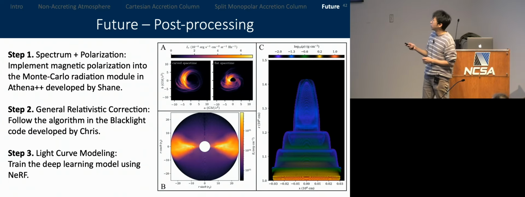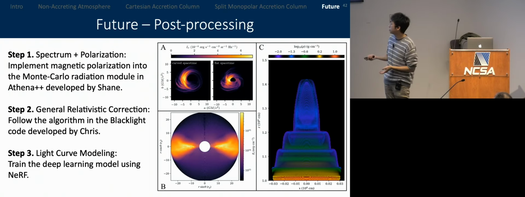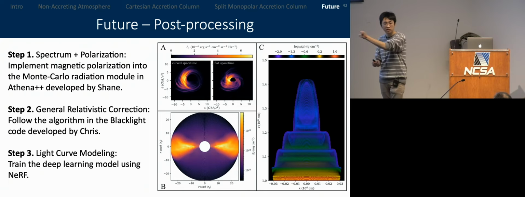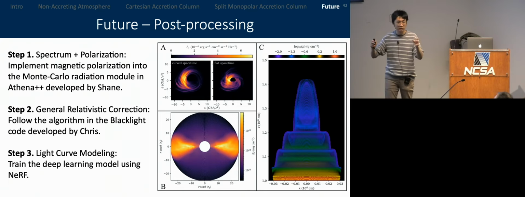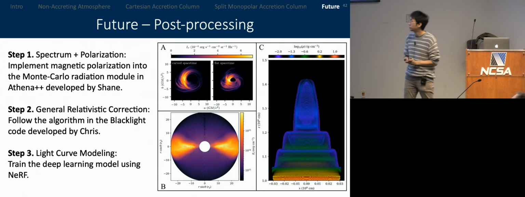And the other thing we want to do is GR ray tracing. All of these algorithms are there. I just need to modify them with the correct physical equations. And the last part is the light curve modeling, because we want to see what the light curve really looks like if you're just going around this neutron star. And with the GR ray tracing, it can totally change the shape of the light curve, right?